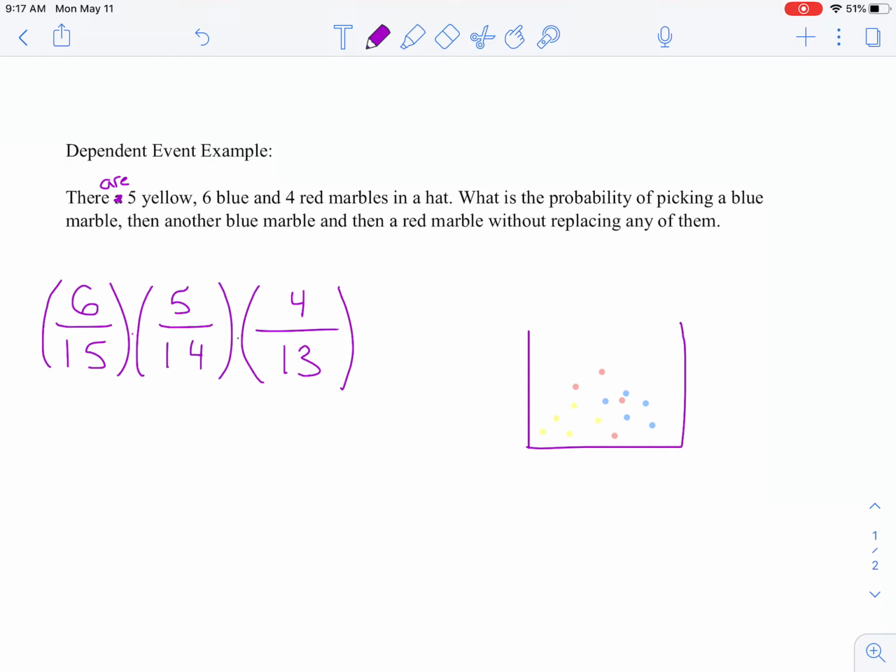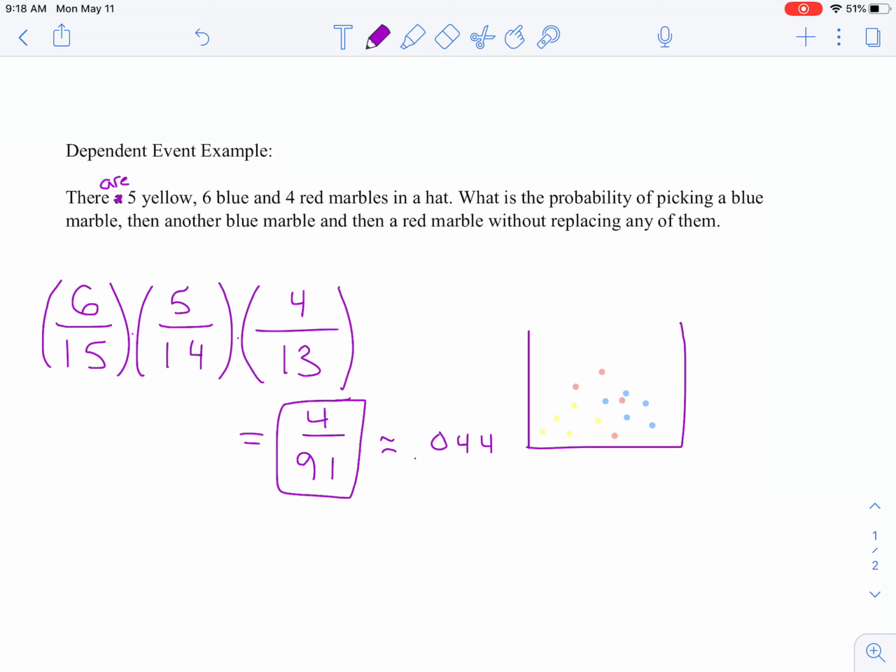Okay, so then we multiply these together: 6 over 15 times 5 over 14 times 4 over 13. That gives us 4 over 91, which is roughly 0.044. Now, MathXL will probably require the fraction, so you'd want to put the fraction there.